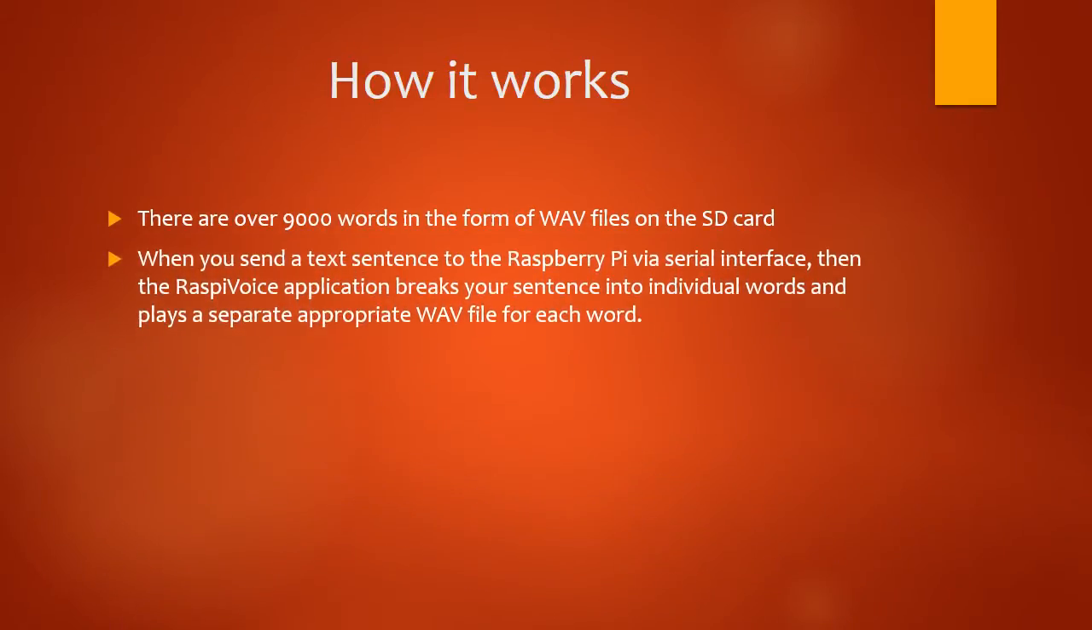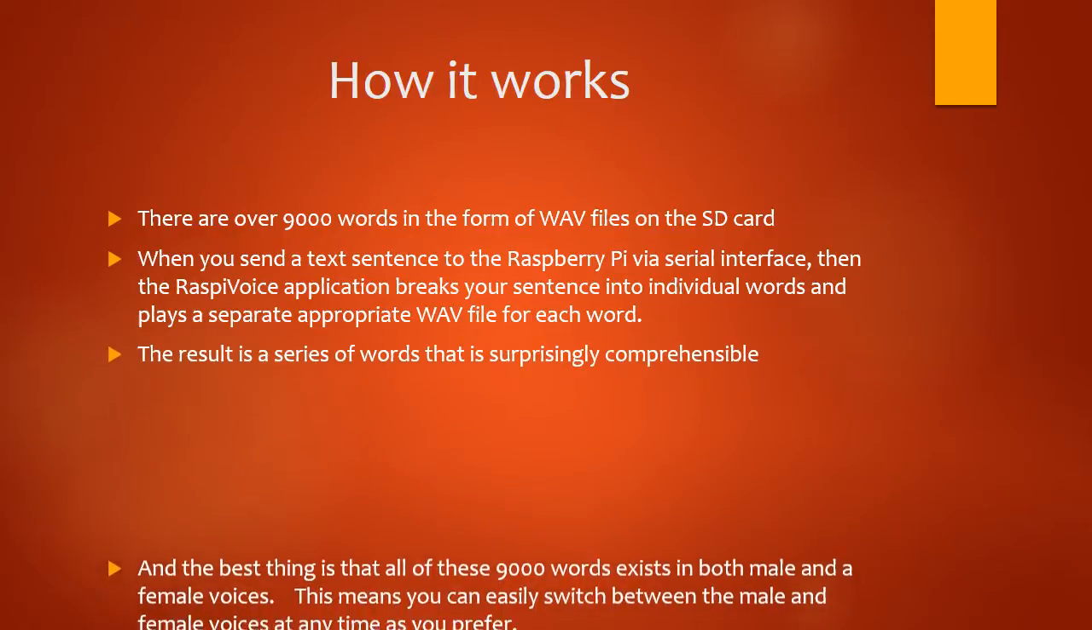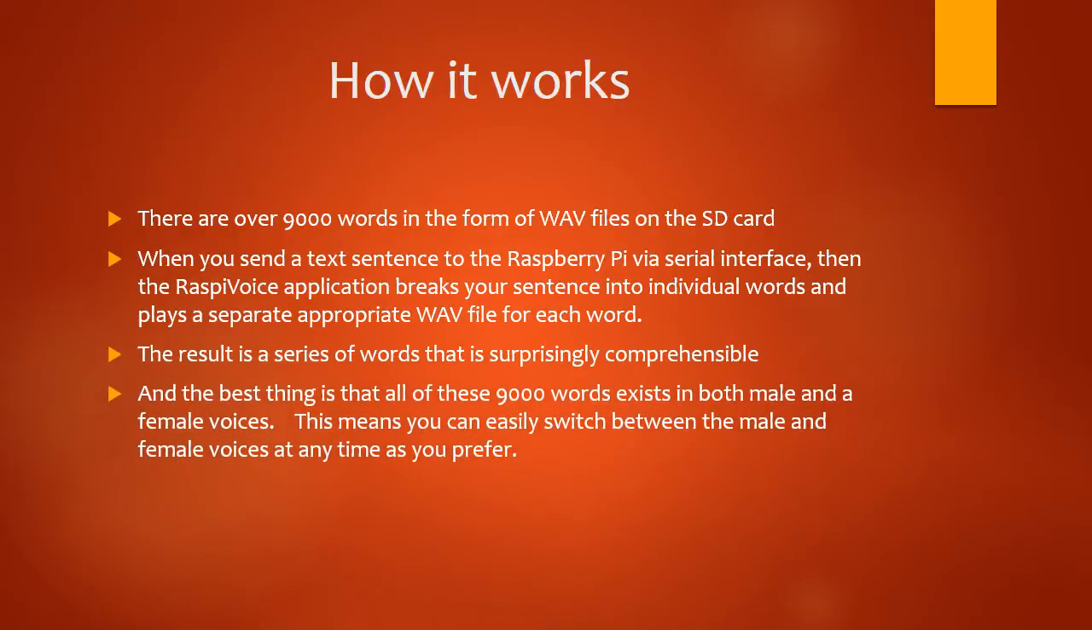On the SD card there's about 9,000 WAV files with voice sounds of all kinds of popular words. So when you play a sentence, the RaspiVoice program dissects this into individual words, finds the appropriate file on the SD card and plays it. By doing this in rapid succession, it makes up entire sentences. The voice files exist for both male and female voices.